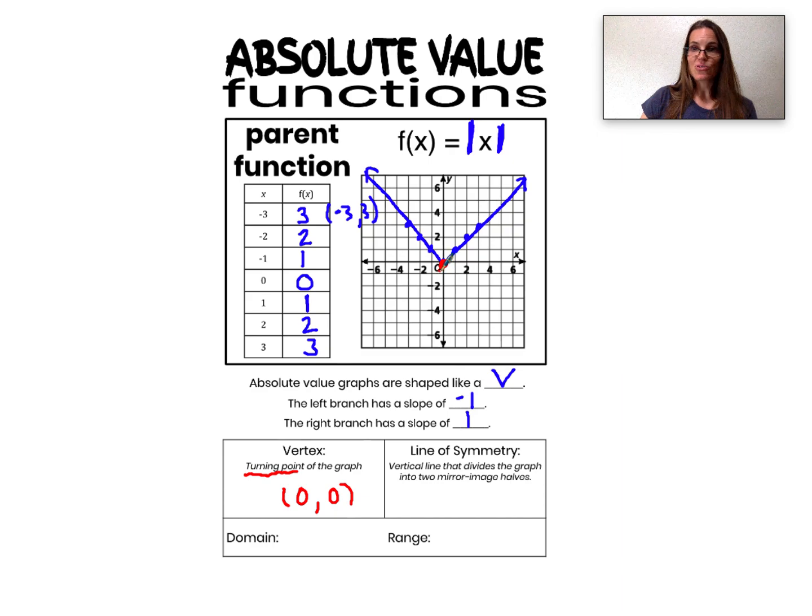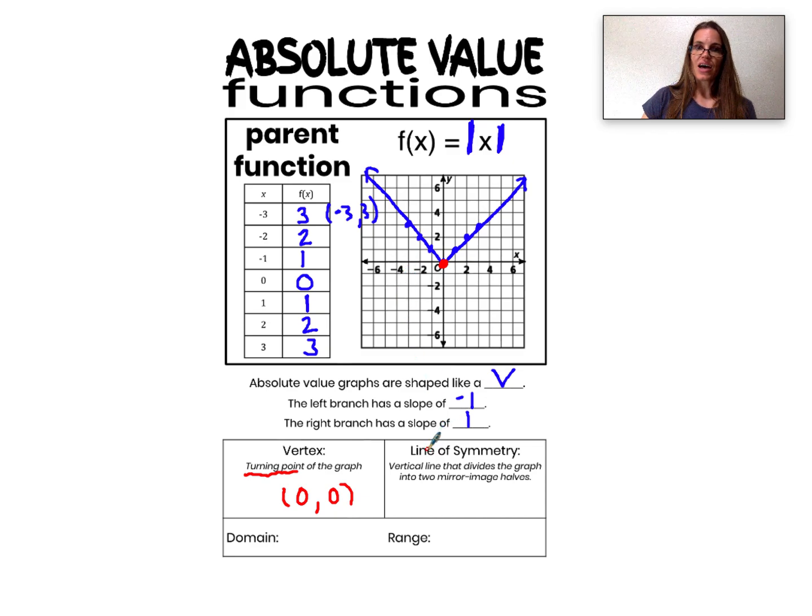But every absolute value function will have a vertex. It just will not necessarily be that ordered pair. It could be 4, 2 or -4, -6. It will have a coordinate, an ordered pair, an x and a y coordinate that is the vertex.